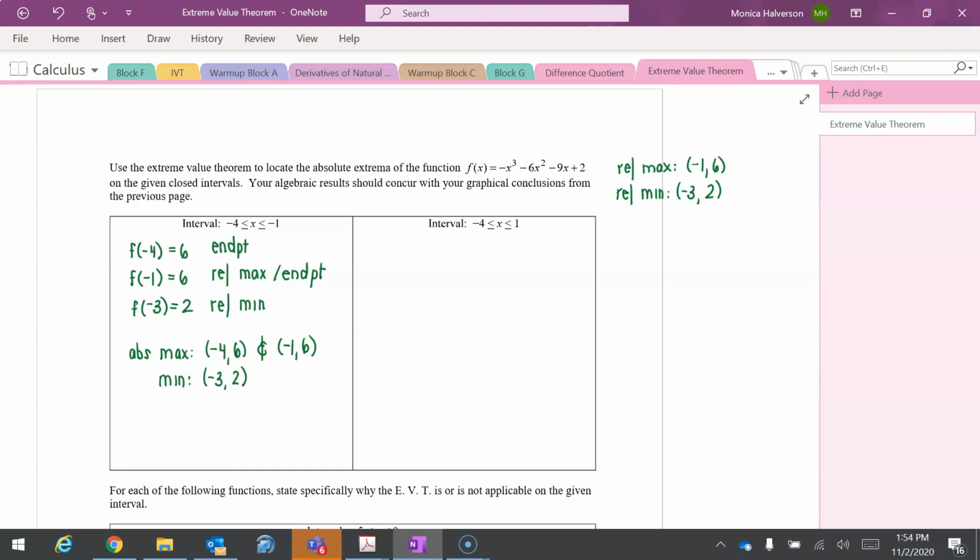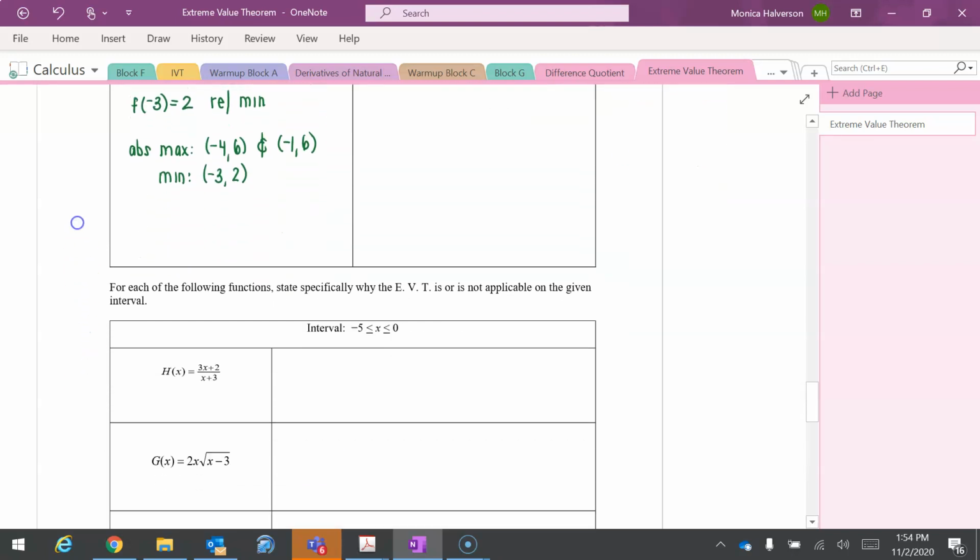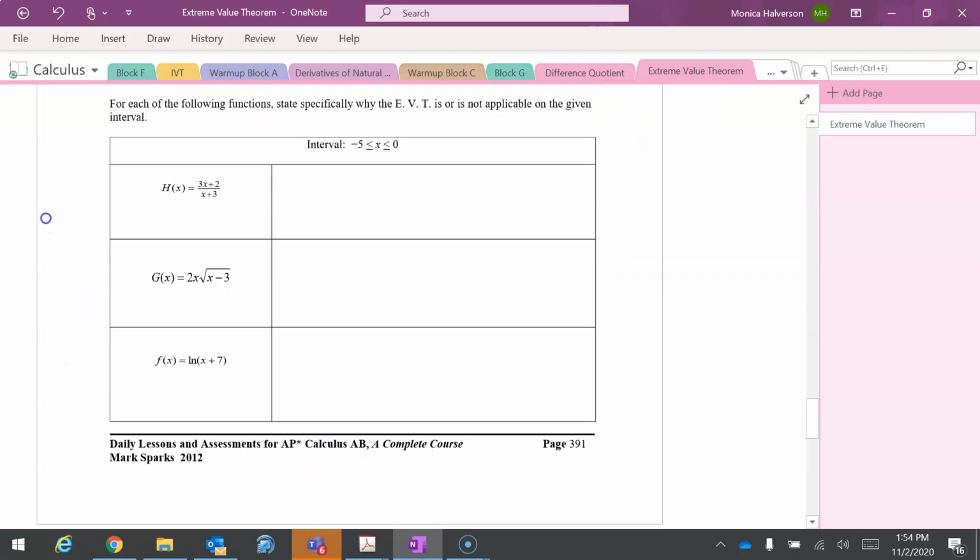Let's do it with the problem in which we don't have the graph and we have nothing to compare to. So h of x is equal to 3x plus 2 all over x plus 3. And you have to state specifically why EVT is or is not applicable on the given interval.